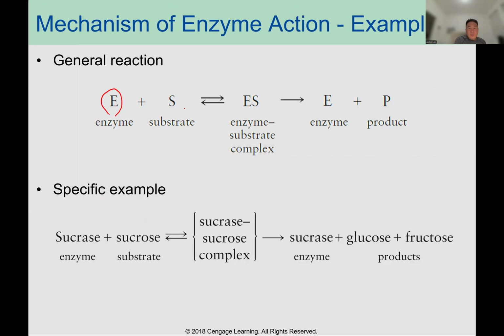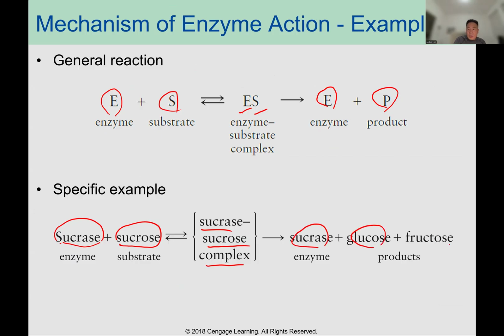So the enzyme reacts with the substrate to generate the enzyme-substrate complex, and then releases the enzyme and product. The enzyme sucrase reacts with sucrose to make the sucrase-sucrose complex and releases the enzyme and glucose and fructose products.